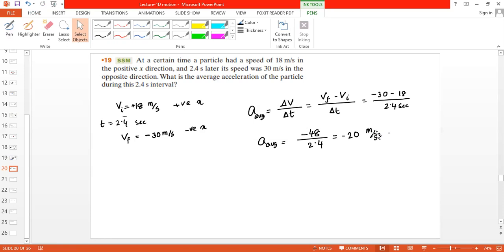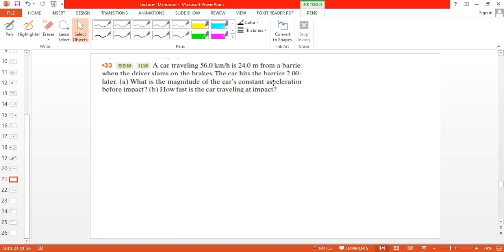Yes, sir. Let me try a different kind of math now. Here is the thing. A car is traveling at 56 kilometers per hour and is 24 meters away from a barrier. When the driver slams on the brake, the car hits the barrier 2 seconds later. What is the magnitude of the car's constant acceleration before the impact, and how fast is the car traveling at the impact? Let's say there is a brick wall here.